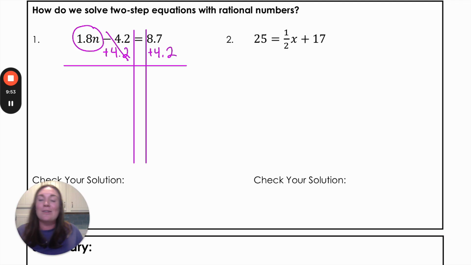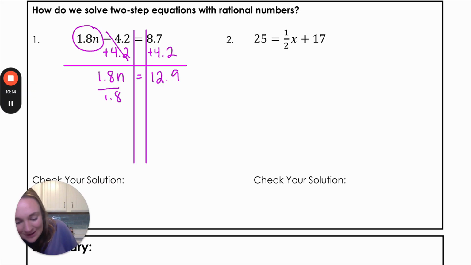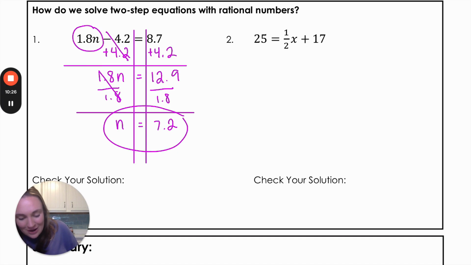I get to cross those out. Those are those inverse operations. Bring down the bubble. And 8.7 plus 4.2 is going to give us 12.9. All right, to get rid of that 1.8, these are being multiplied right now, so we're going to do the opposite, which is to divide. When I divide both sides by that 1.8, I draw that big line to show I'm done with my step. Cross out those inverse operations. N is equal to about 7.2 when we round that out together.